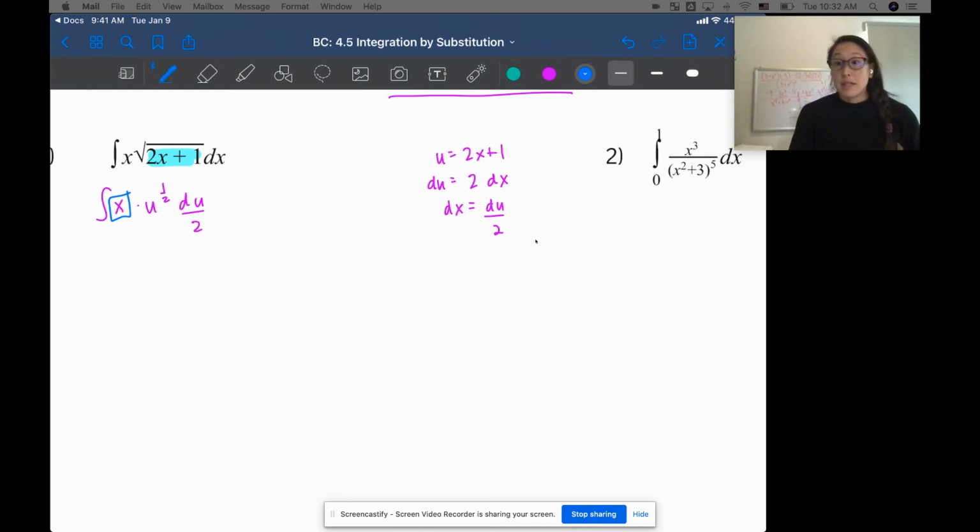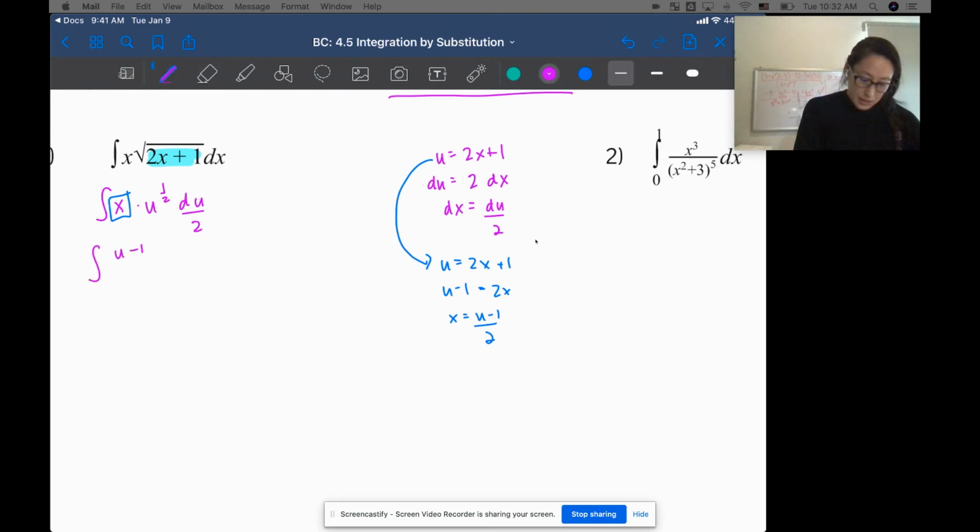So what do I do with this x? We need to replace it so that this equation is written in terms of u. So we take this u equation and we solve for x. We subtract 1, so u minus 1 is equal to 2x. x is equal to, divide by 2, u minus 1 over 2. We're going to swap out x with u minus 1 over 2 times u to the 1/2 power du over 2.